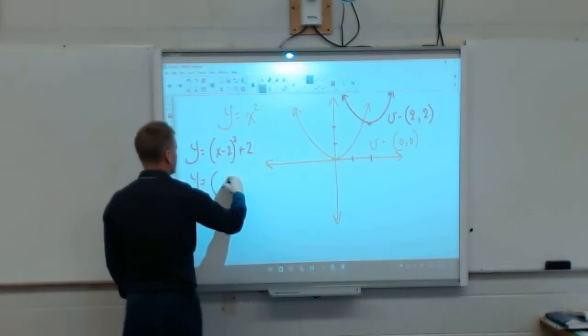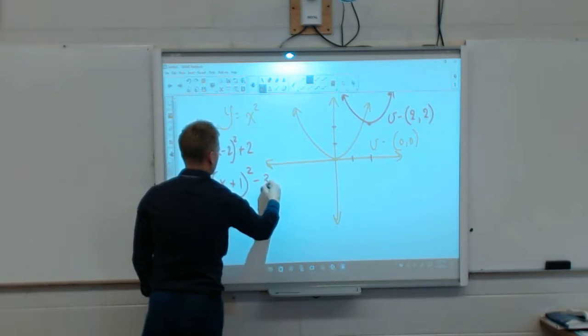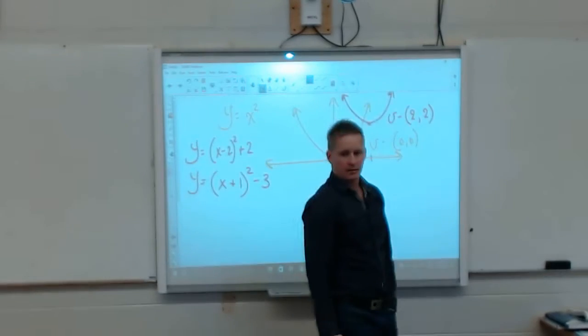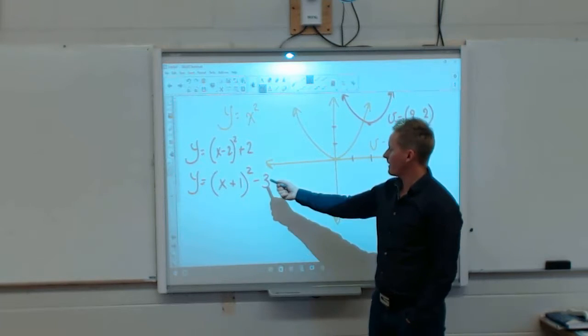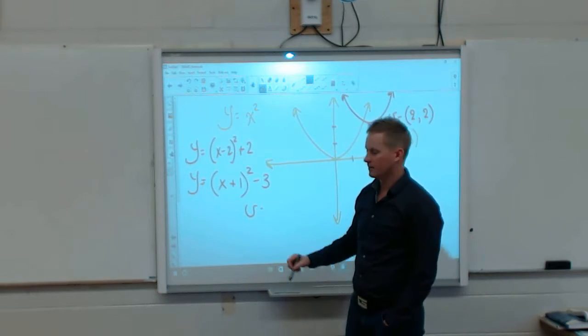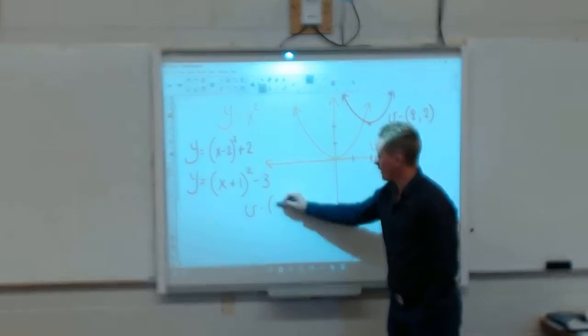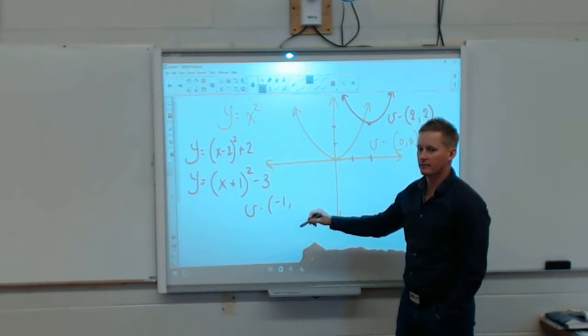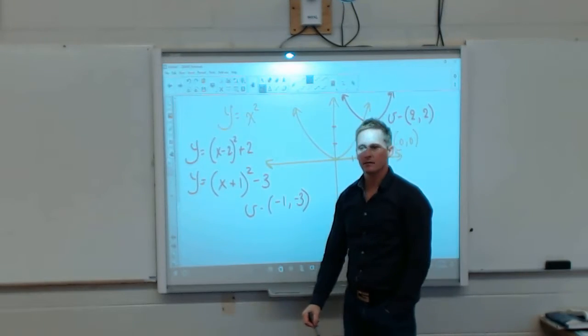So if I have this, that's actually a -1 in the brackets. So what is my vertex from this graph then? Left. What's my vertex? -1 and 3. Oh, yeah. -1 and -3. Very good, Kelly. That's my vertex.